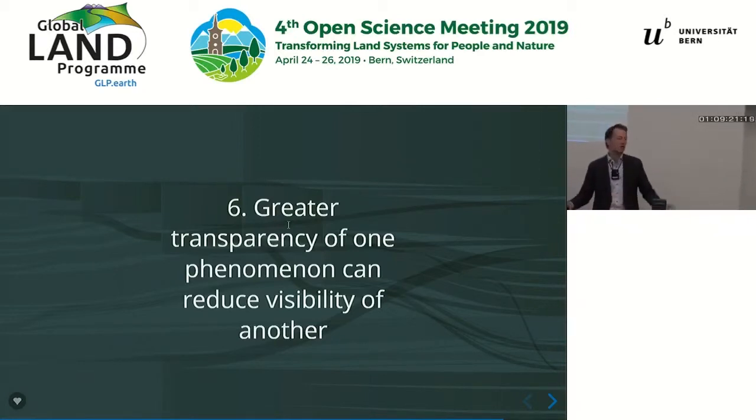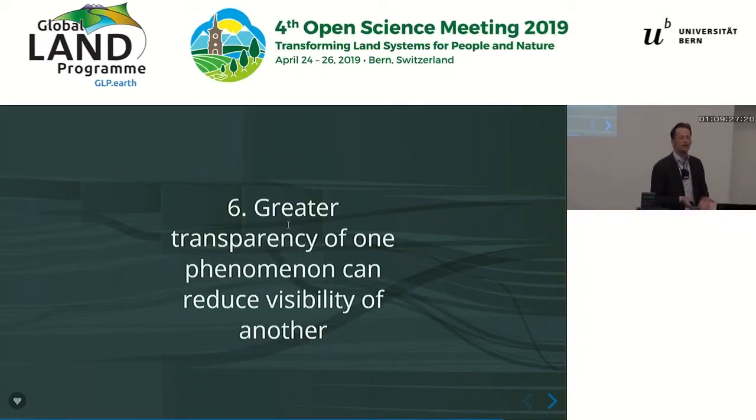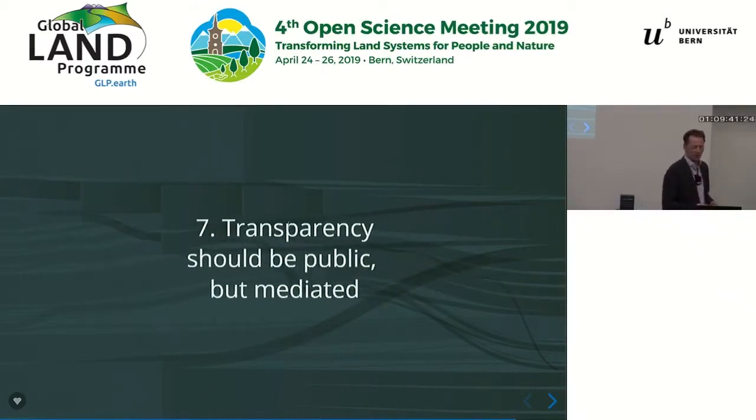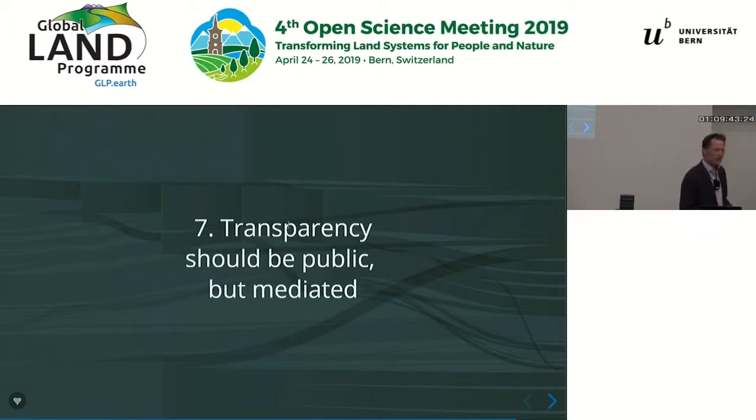You can't give 5 options for deforestation maps, even if 10 exist, because that just provides an excuse for somebody using none of them or doesn't help them understand which is the best. But if you choose one, you necessarily, by definition, reduce the visibility of another. If you choose deforestation over biodiversity impacts, you necessarily eclipse the importance of biodiversity impacts. Transparency, we would argue, should be public, but it also needs to be mediated. It needs to be curated. Who are the actors that do that?